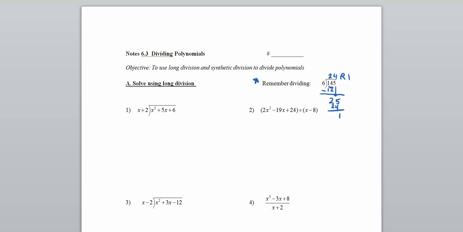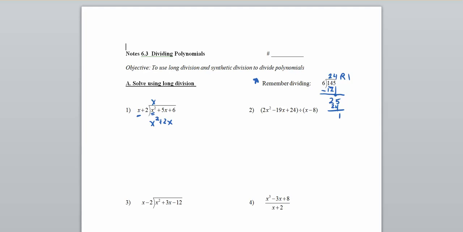We're going to solve by using long division. We have x plus 2, and we're dividing it into x squared plus 5x plus 6. The way you start long division is you say, how does x become x squared? Just worry about the first term. What do I need to multiply by? Well, if I multiply by x, x times x gives me x squared. But I also have this plus 2, so make sure you multiply that by the x, so plus 2x.